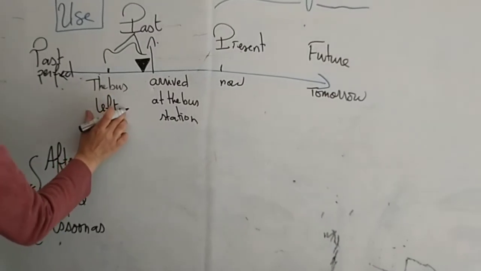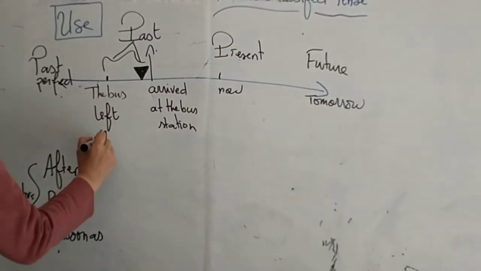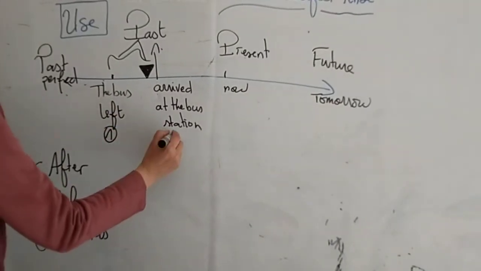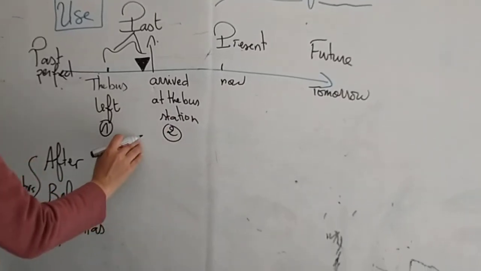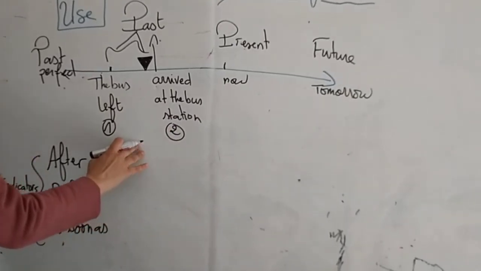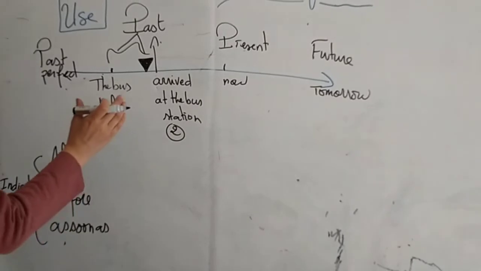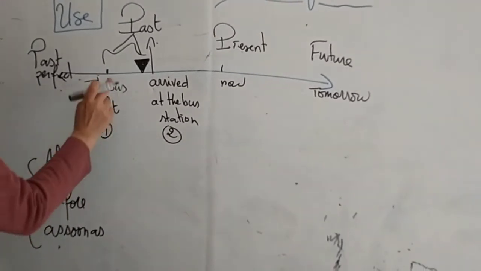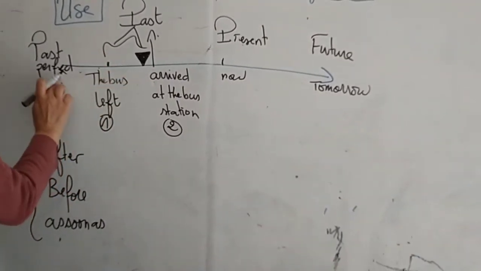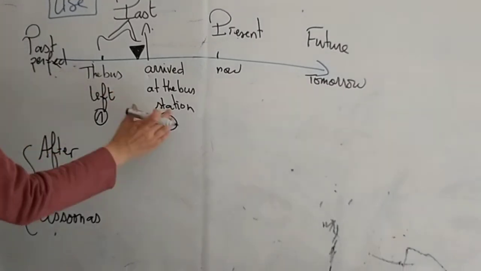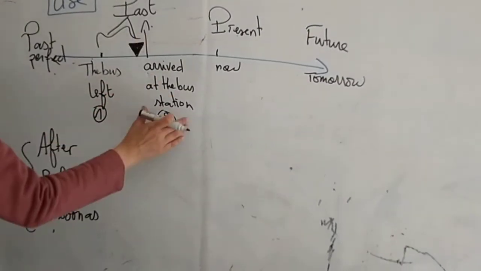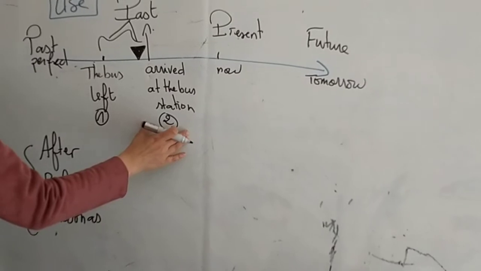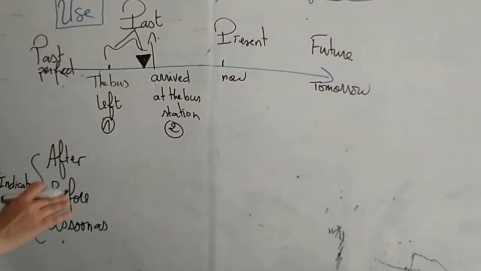Okay, the first action is this one. This is number one. The second one is this one: I arrived at the bus station. So of course, as we said before, automatically the first action in the past is in the past perfect. The second action is in the simple past. This is what we are gonna do here.